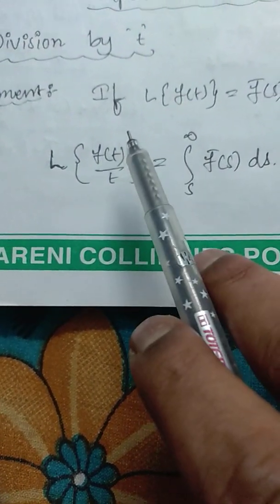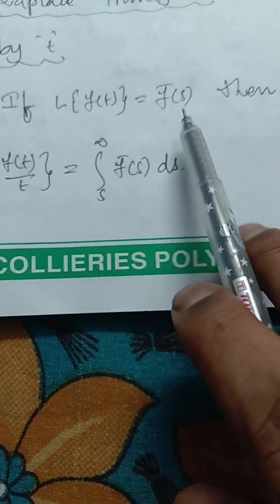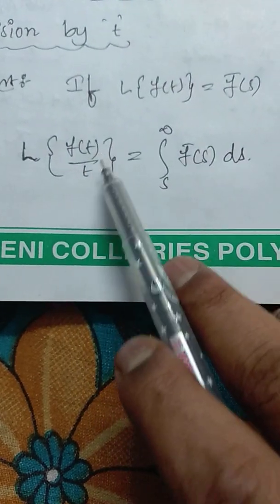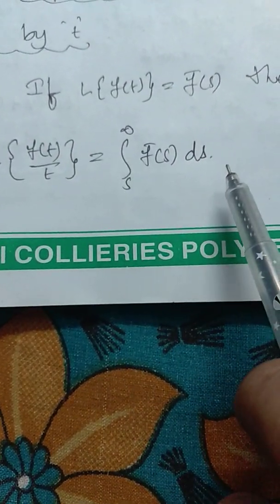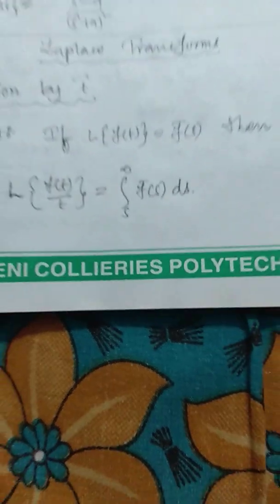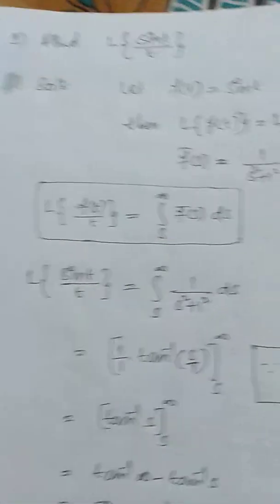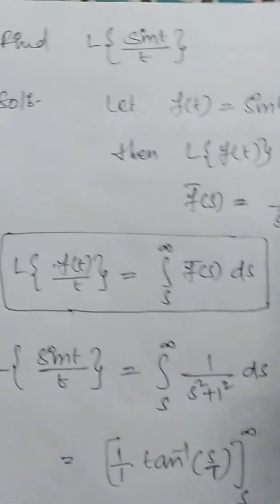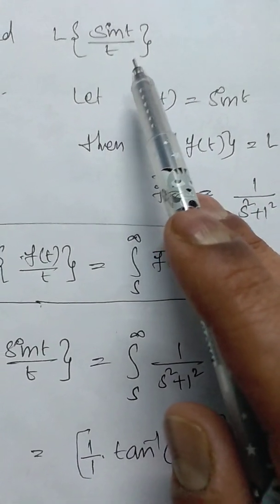Once again, read the statement of division by t. If Laplace transform of f of t is equal to a bar of s, then Laplace transform of f of t divided by t is equal to integral s to infinity a bar of s into ds. Okay, now discuss one problem. Find the Laplace transform of sin t divided by t.